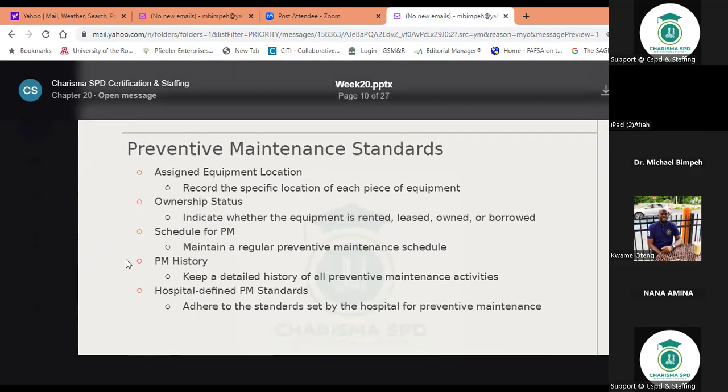Preventive maintenance standards. Assign equipment location so it is known. The record should be kept, and of course, whether it is rented, leased, owned, or borrowed. Yes, we do rent instrumentation and equipment. We do also borrow. When we say borrow, we are referring to, let's say, a sister hospital, such as Mount Sinai on 14th Street. You quickly need something for the main Mount Sinai, and then you can borrow a tray.